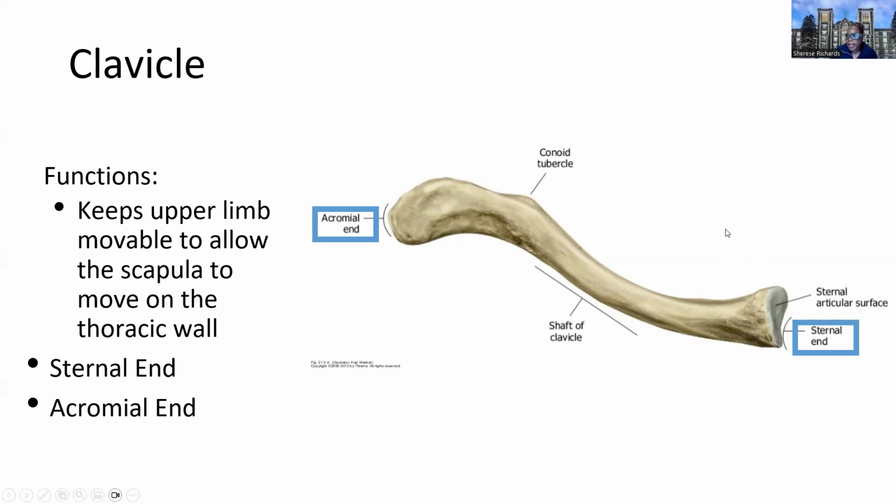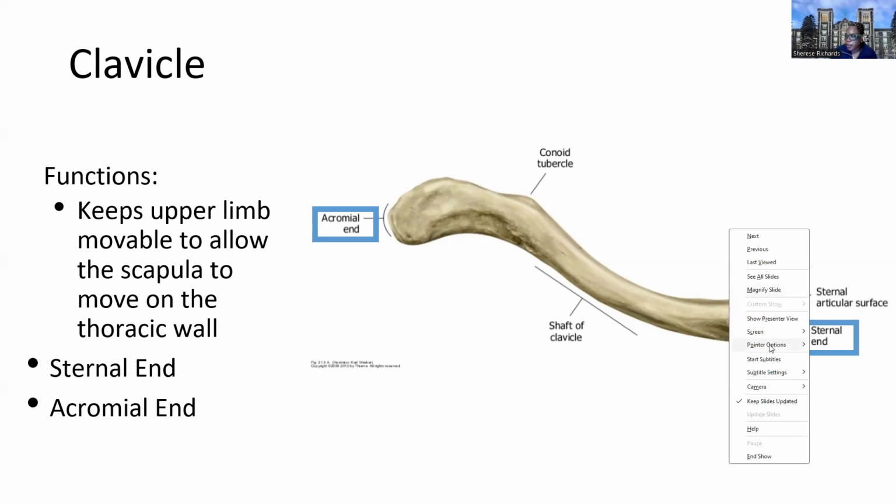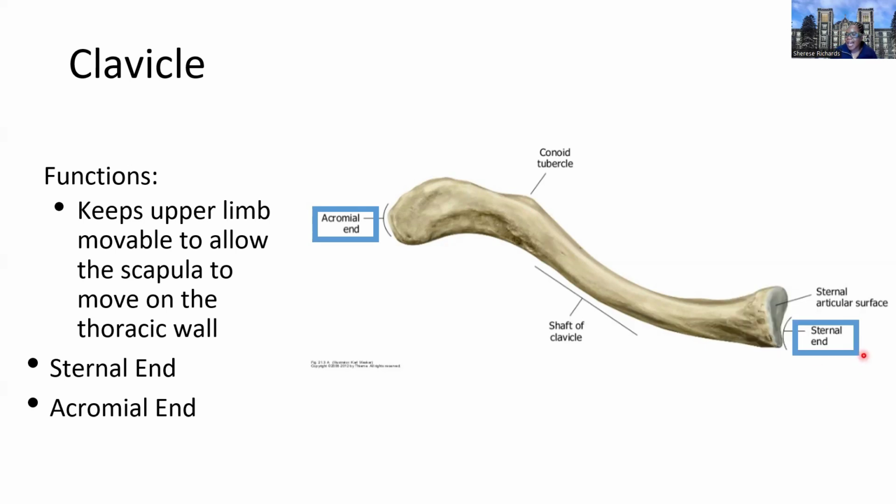It's got a sternal end towards the sternum. Remember, the sternum is a part of the axial skeleton. We will talk about that in week 3, so next week, as a part of the rest of the axial skeleton. So the sternal end articulates with the sternum. The acromial end articulates with the scapula, the acromion of the scapula.